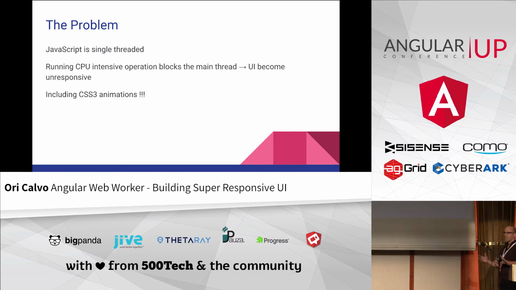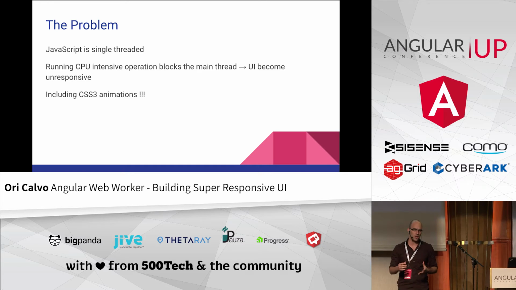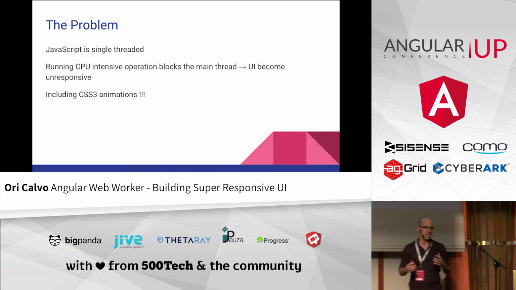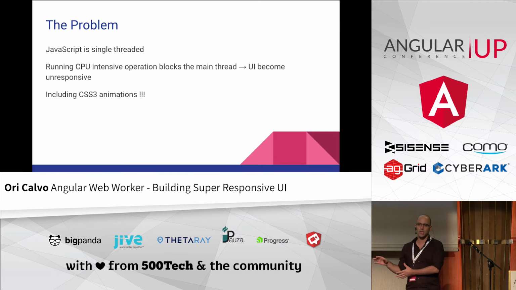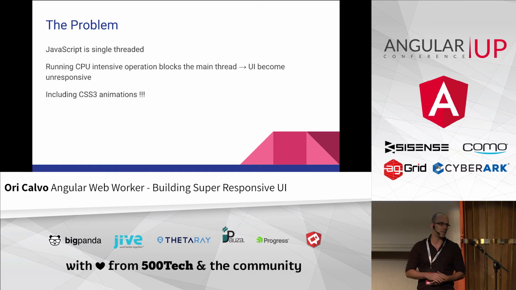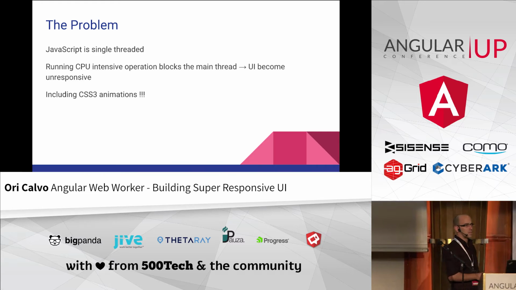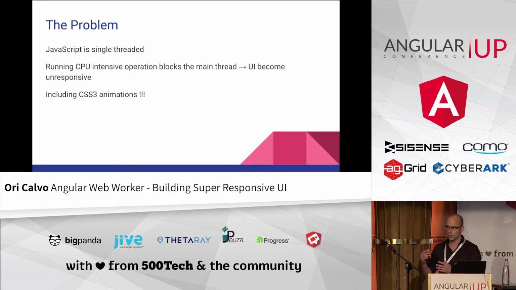So basically, JavaScript is single-threaded. That means that you can only execute one task at a time. So if, for example, the application is executing some kind of CPU-intensive operation, that means that all other activities are blocked. And that includes also CSS3 animation. So let's look at a simple example.